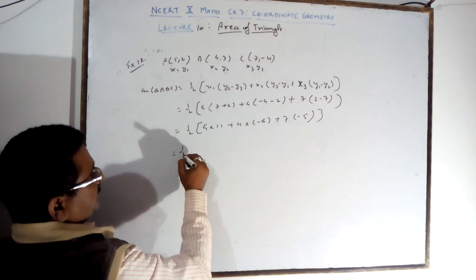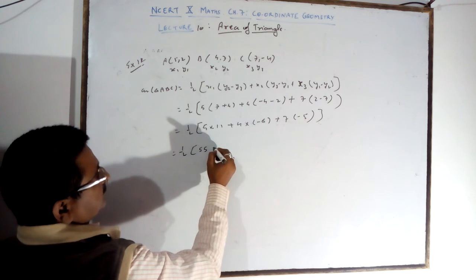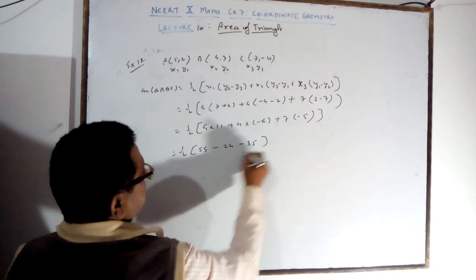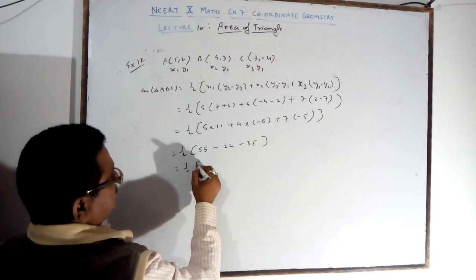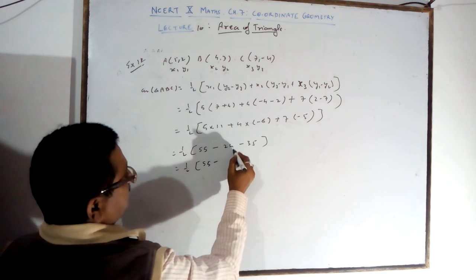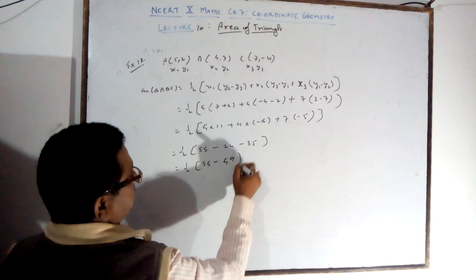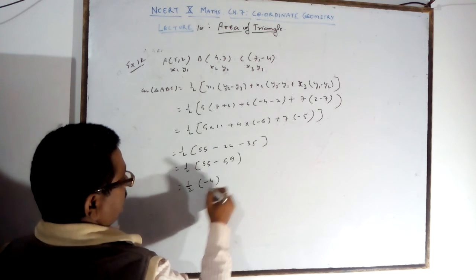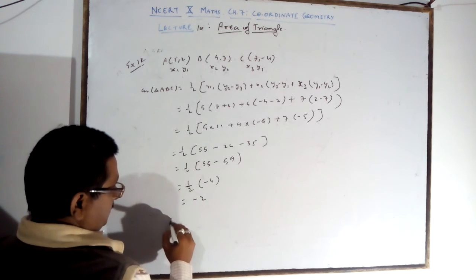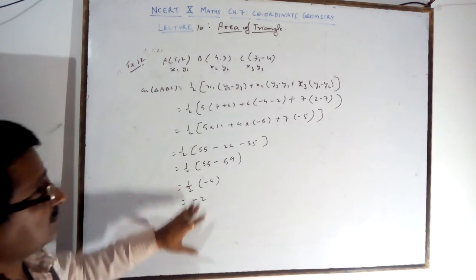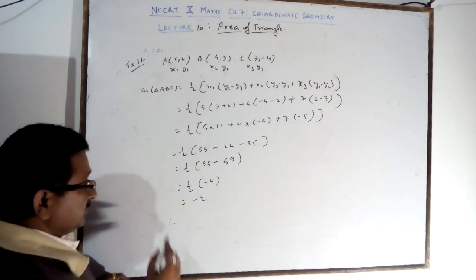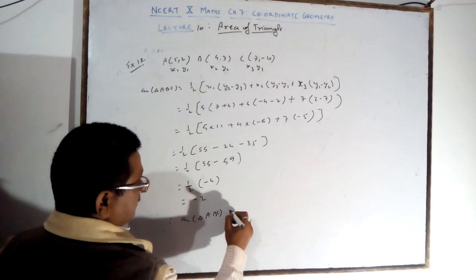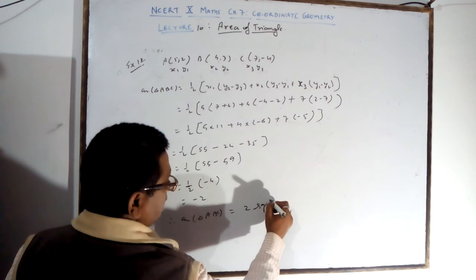11 5s are 55, minus 24, minus 35. You are getting 55 minus 59. So half into minus 4 gives you minus 2. Therefore, the minus, it is not wrong. Your answer is not wrong. It is 100% correct. You write therefore area of triangle ABC is equal to 2 square unit.